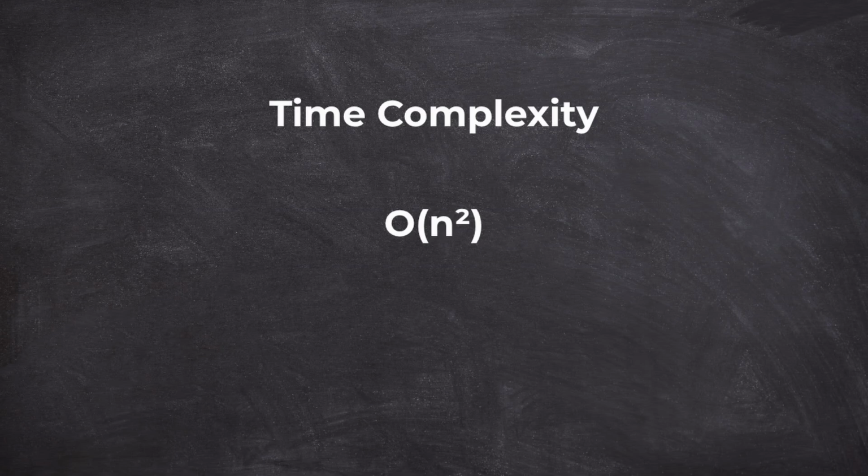This is selection sort's time complexity, O of n squared, because we need to check every element for each position in the array.